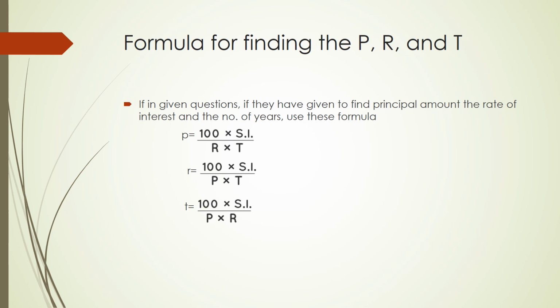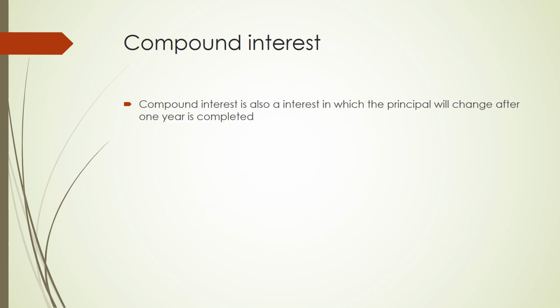Okay, now let's see what is compound interest. Compound interest is also interest in which the principal will change after every year. After 1 year is completed, they will add the simple interest to the principal, so it will come as the amount. The amount of 1 year will be the principal for the next year.